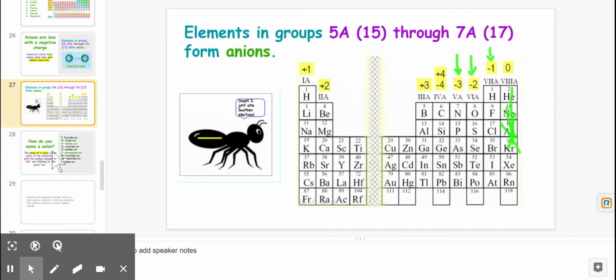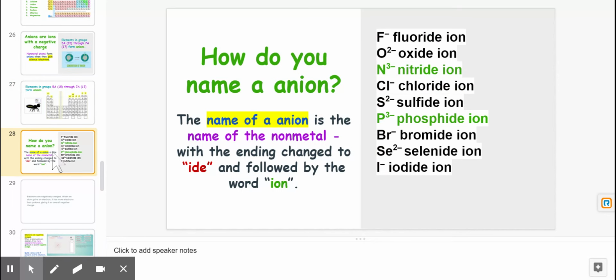How do we name an anion? Well, this is different. This is not as straightforward as naming the cation. So we do have to do some work on these. The name of the anion is the following. You take the name of the nonmetal, and you need to change the ending to IDE, and then follow this by the word ion.